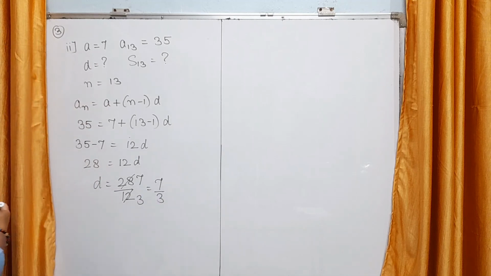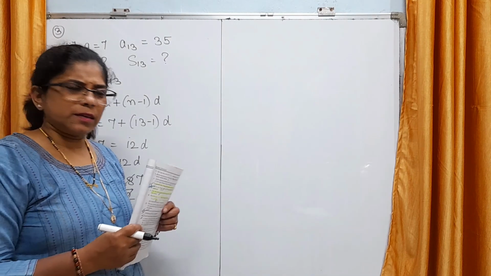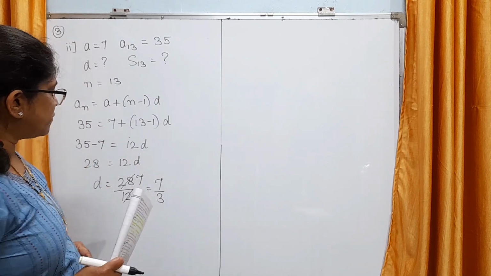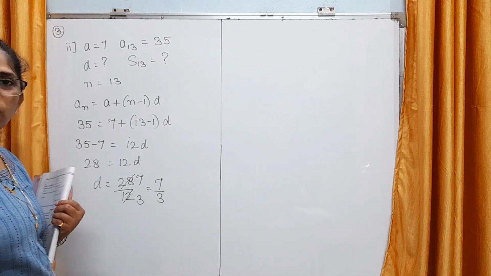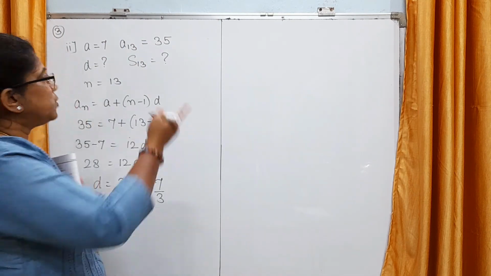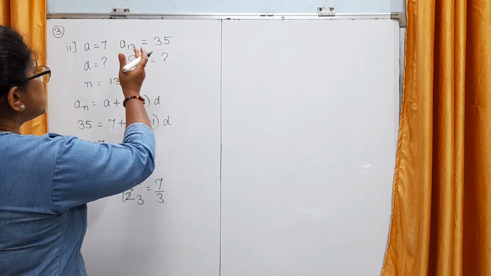Common difference is 7 upon 3. Common difference can be anything, any rational number, okay? Common difference is 7 upon 3. Now, what we have to find? Sum of 13 terms.